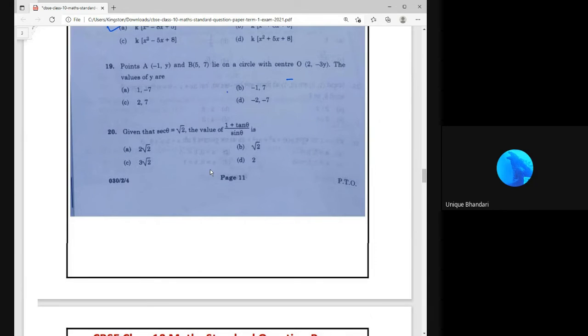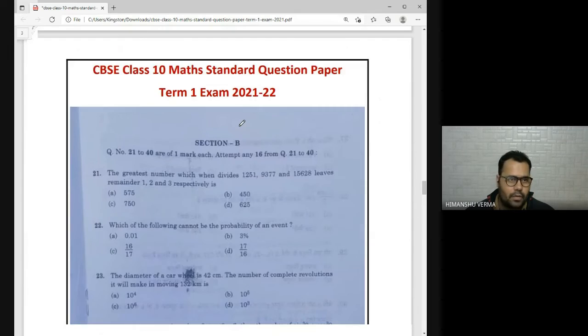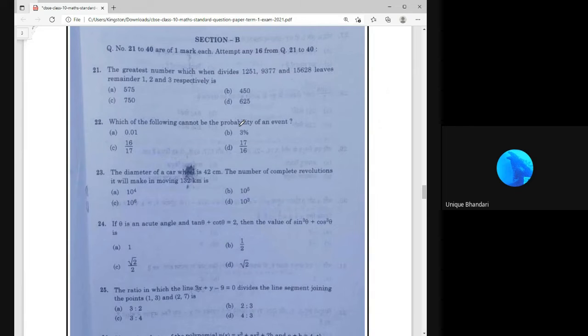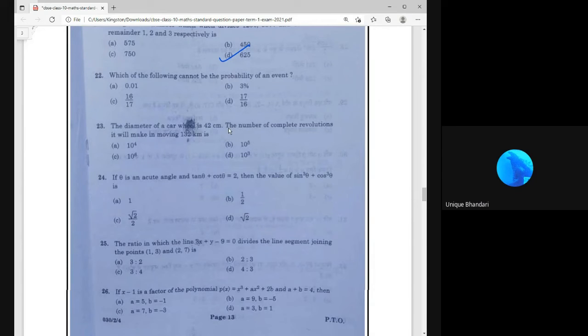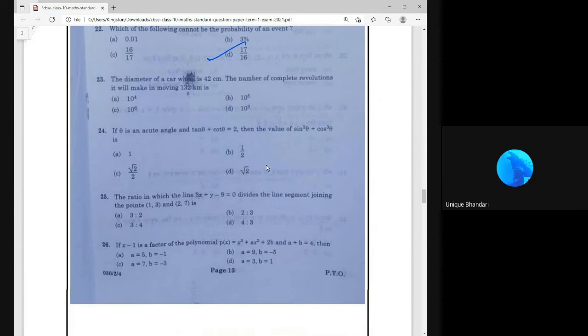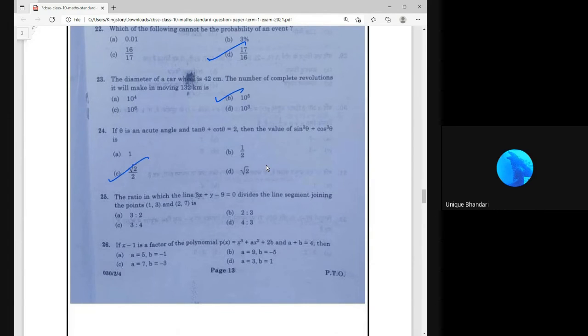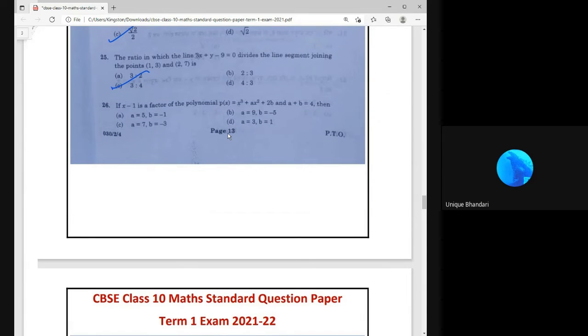19th one skipped. Okay, answer is B. 20th one. 20th one B. Okay. 21. 21 D. Okay, correct. 22. 22 D. Okay, correct. 23. 23 skip. Okay, answer is B. 24. 24 skip. Okay, C. 25. C. Yes, C correct. 26. C.